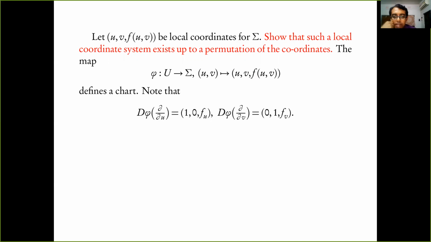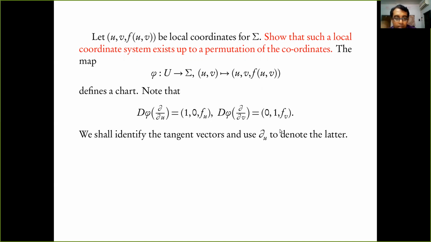Same with del by del v. You treat u as a constant. You differentiate the function under phi with respect to v. First term is 0. V goes to 1, and this is just del f del v, partial of f with respect to v. So we are going to quite often just identify the two tangent vectors because d phi is a linear isomorphism. So the original vectors are del by del u. This is 1, 0, f of u, but I'm going to call it del subscript u, and I'm going to call this one del subscript v.